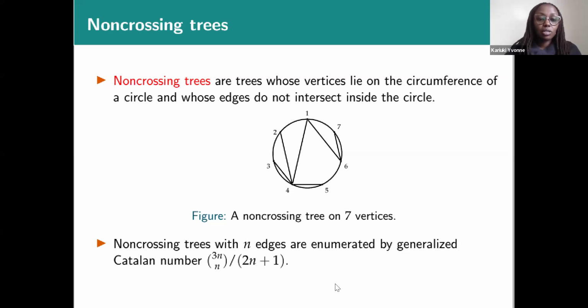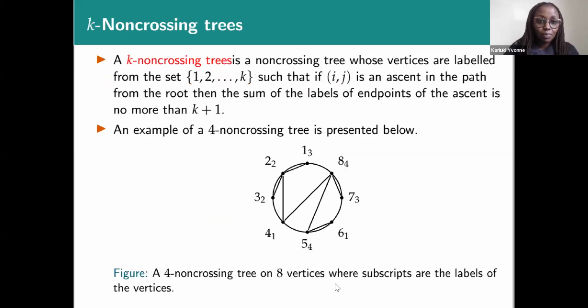Under the non-crossing trees, we can put in a condition to get a subset, which gives us the k non-crossing trees. Now, in this case, consider the same non-crossing tree that I described, but now we are going to assign labels to our vertices, and our labels are going to come from the set numbered 1 up to k with a specific condition. That condition says if you have an ascent, that is, if you're moving from a lower vertex to an upper vertex, that is an ascent, if you add the labels of those two vertices, the sum should not be more than k+1.